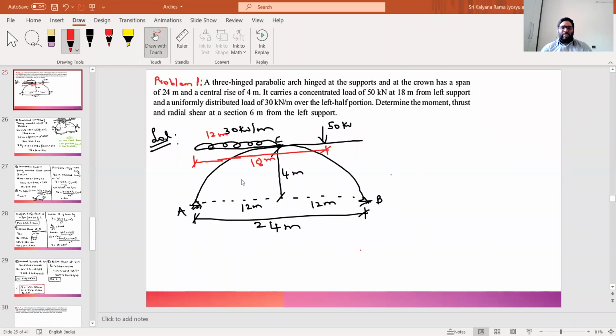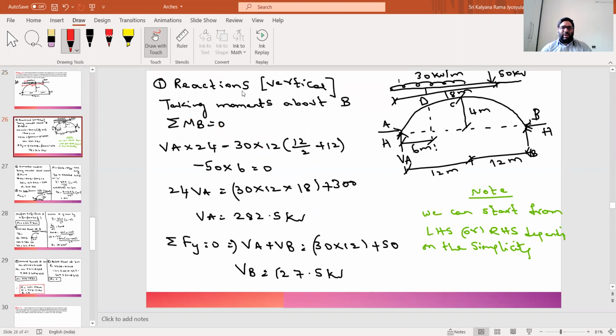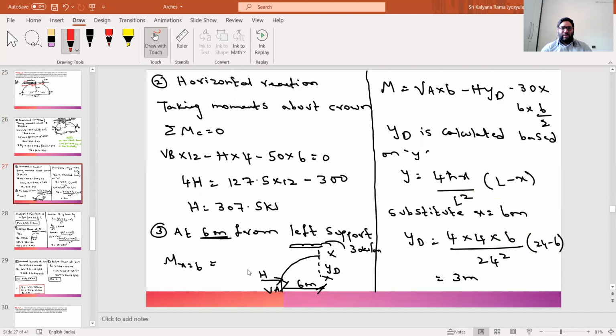Just to recall what we have done in the previous class, a three-hinged parabolic arch was given and we were asked to calculate the moment, thrust and radial shear at 6 meters from the left support. First we calculated the vertical reaction, then the horizontal reaction, then the moment at the section 6 meters from the left support, and we chose y equal to 4hx by L square into (L minus x). This is the equation of a parabola with origin at A, the left hand support.